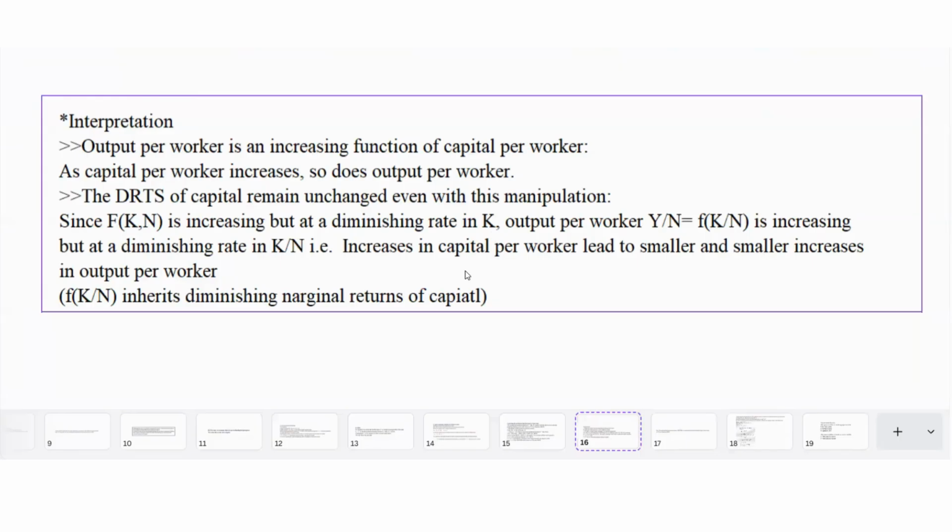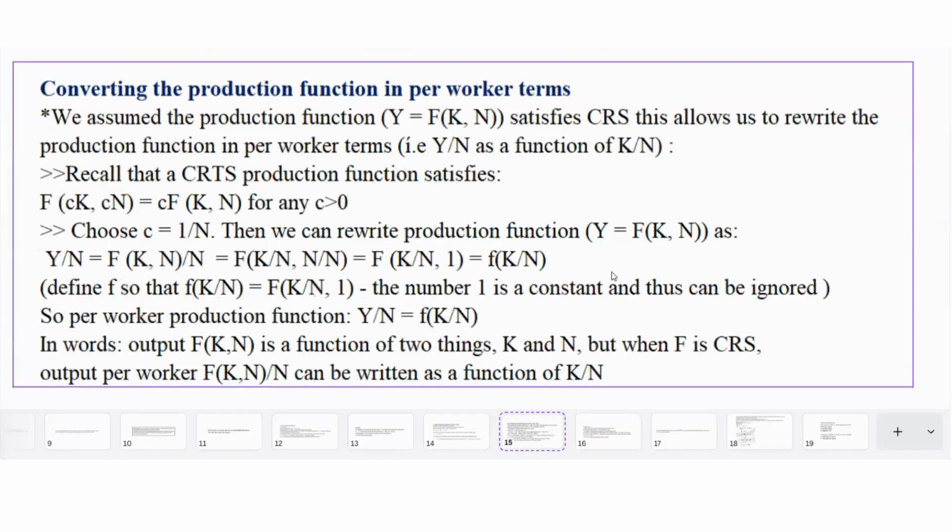So increases in capital per worker do lead to an increase in output per worker, but they lead to smaller and smaller increases in output per worker. So our per worker production function inherits the diminishing marginal returns of capital from our production function, right? So when we say we can rewrite a production function in per worker terms, we can write output per worker as a function of capital per worker.